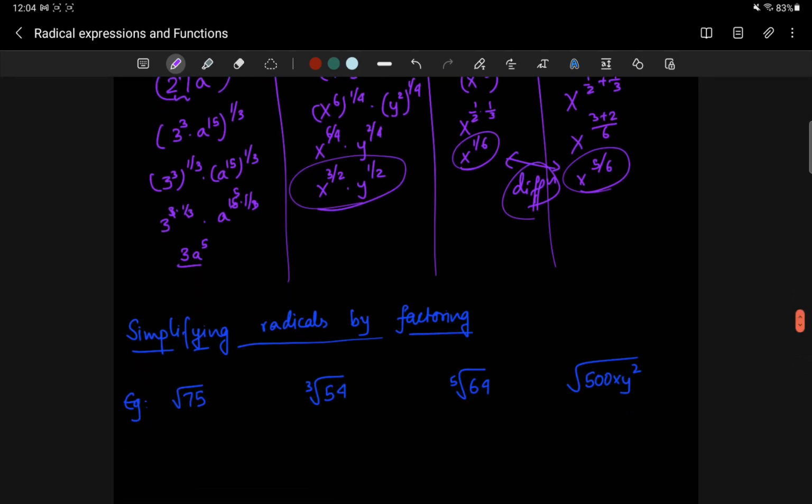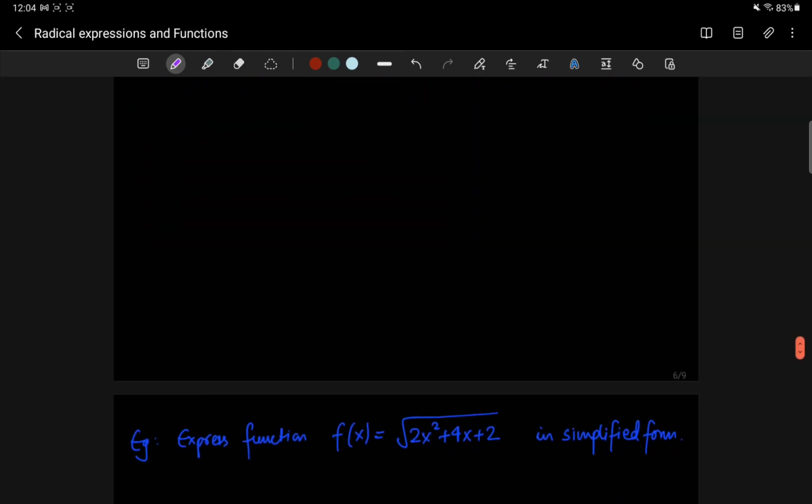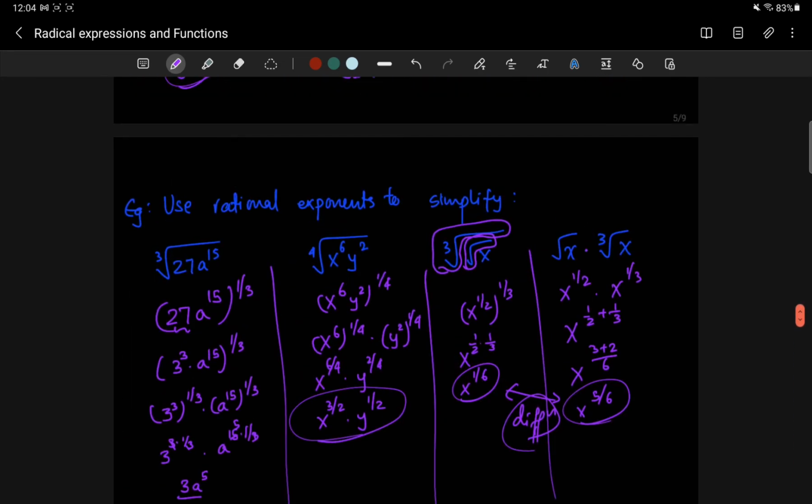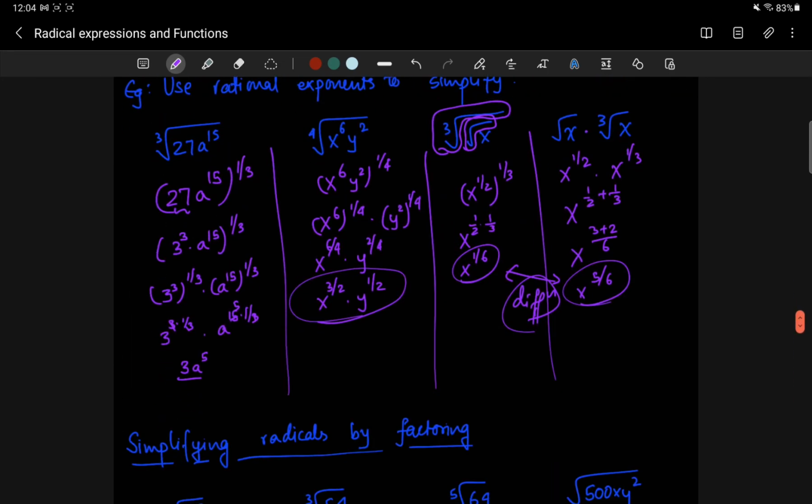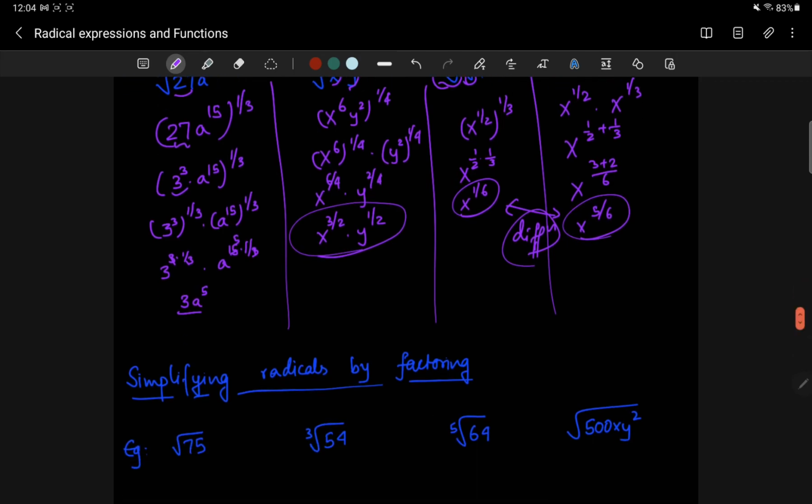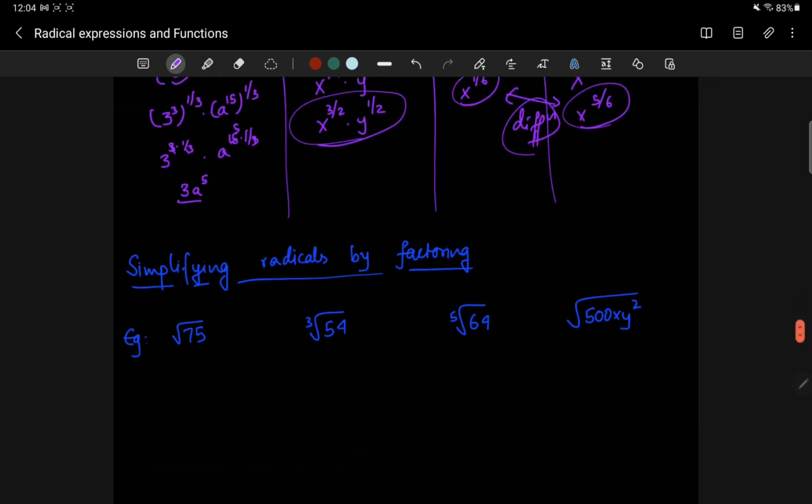Okay, so now when you have these rational exponents, what you notice here is that if these are written nicely, like for example 27 is not written that nicely, but if I write it as 3 to the 3, then these rational exponents work really well, because some things may cancel out, some things factor out. So that tells us that it's usually easy to simplify the radicals by factoring.